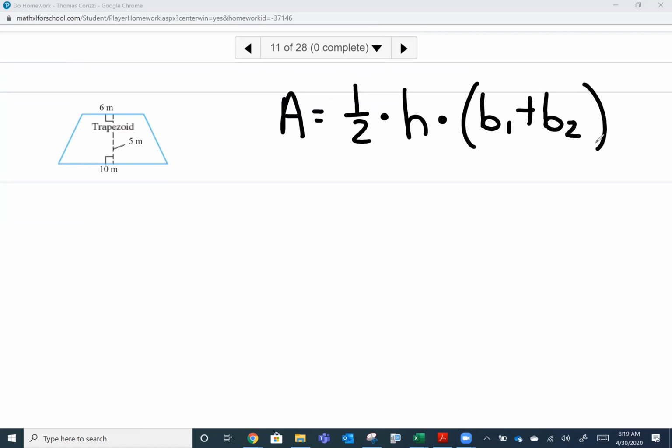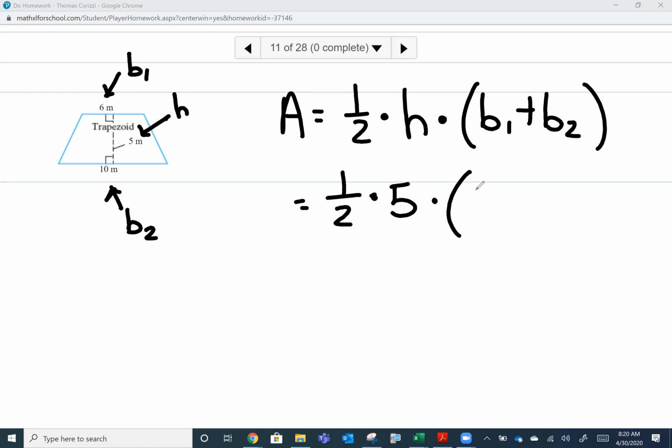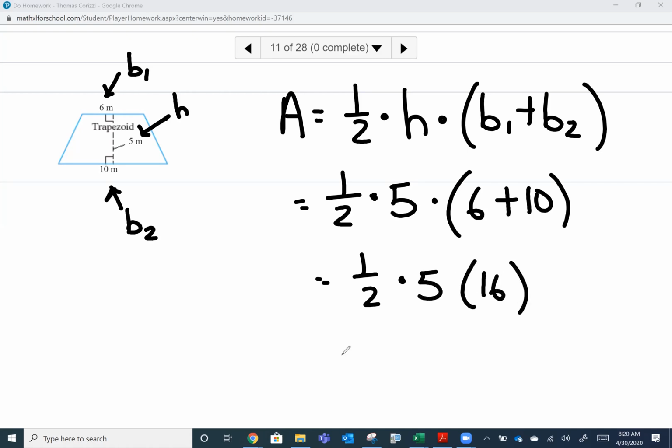So a trapezoid has two bases. I'll call this 6 base 1. I'll call this 10 base 2. It does not matter what you call base 1 and base 2. And the 5 is the height. So when you plug this in, it's just 1/2 times 5 times 6 plus 10. Follow your order of operations. 6 plus 10 is 16. And then you solve this out and you'd get 40.